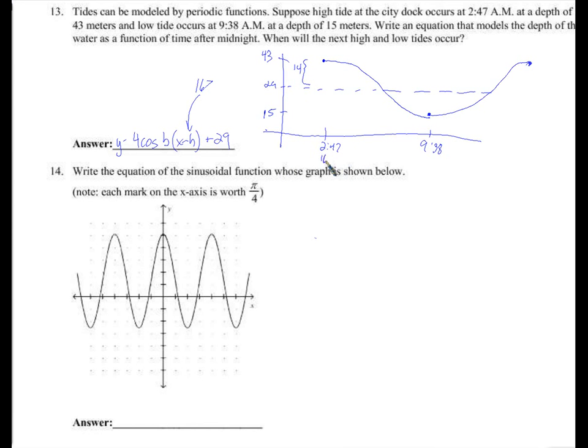Alright, so 167, that's how many minutes it is. That's what we'll do. We'll enter it rather than a time of 2:47 or 9:38, having it converted over to decimal. Let's just do minutes. From here to here, that would probably be a helpful thing to know.